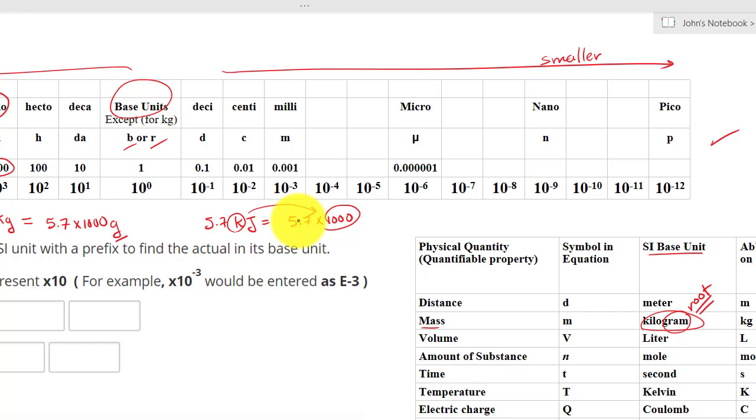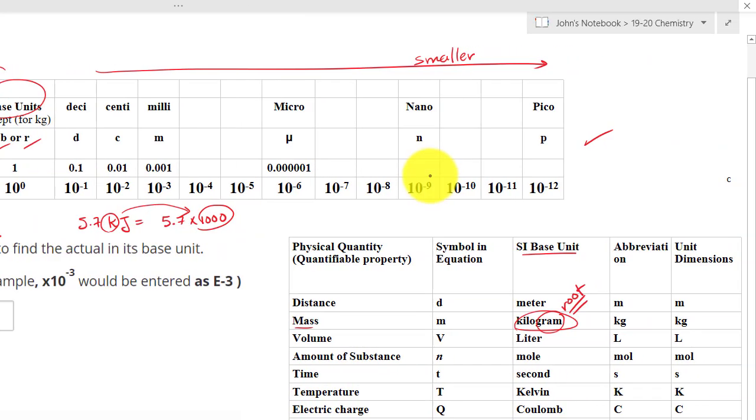What if we go this way? Think about it. If you don't remember, think of mega. Mega is a lot of money. Mega Millions is a lot of money. And if you don't remember nano, think of nanotechnology. They are very tiny, okay? So nano is equal to 10 to the negative 9. If that's the case, let's look at this.